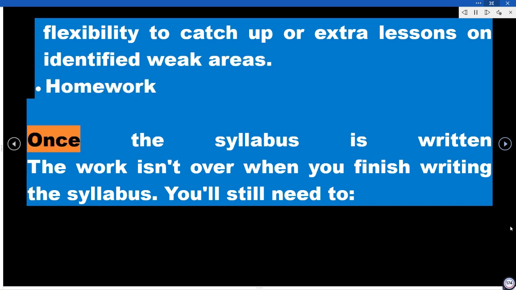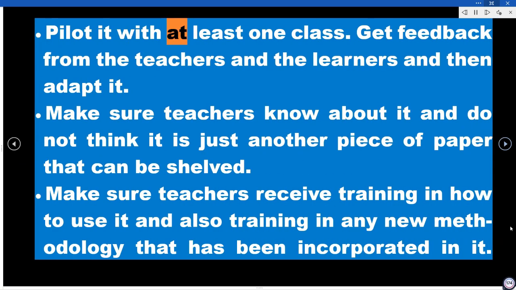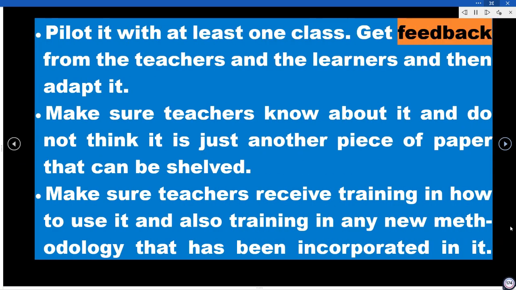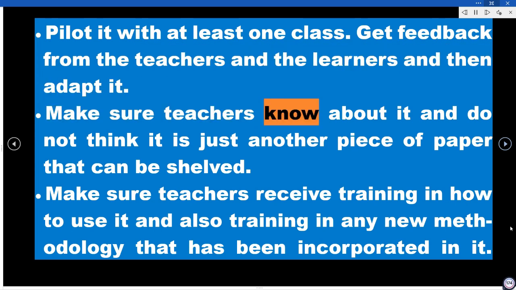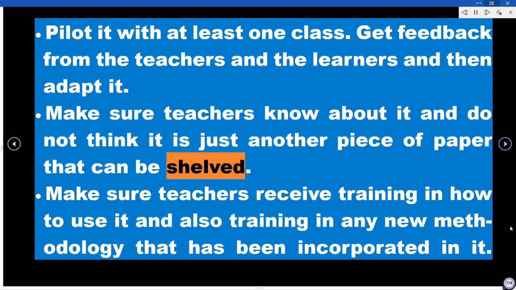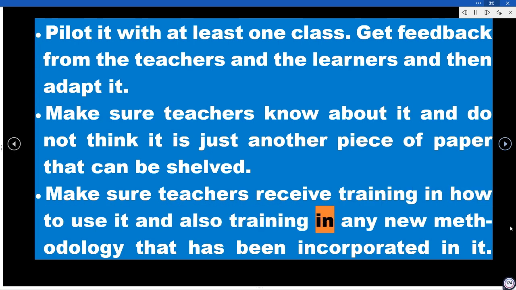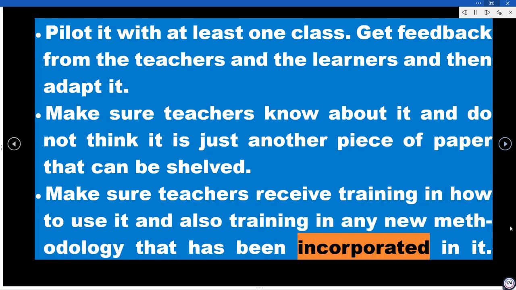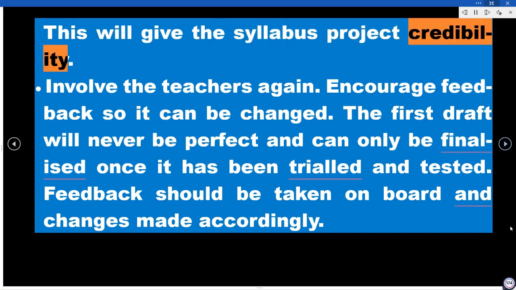Homework. Once the syllabus is written, the work isn't over when you finish writing the syllabus. You'll still need to pilot it with at least one class. Get feedback from the teachers and the learners and then adapt it. Make sure teachers know about it and do not think it is just another piece of paper that can be shelved. Make sure teachers receive training in how to use it and also training in any new methodology that has been incorporated in it. This will give the syllabus project credibility.